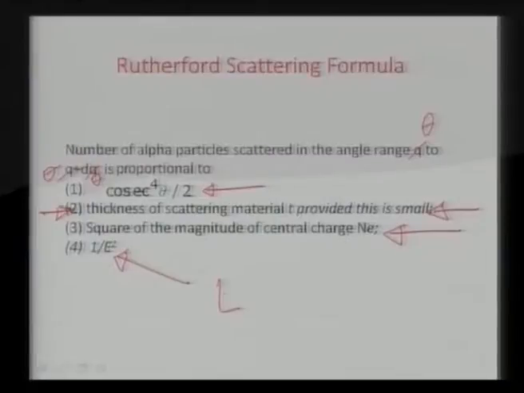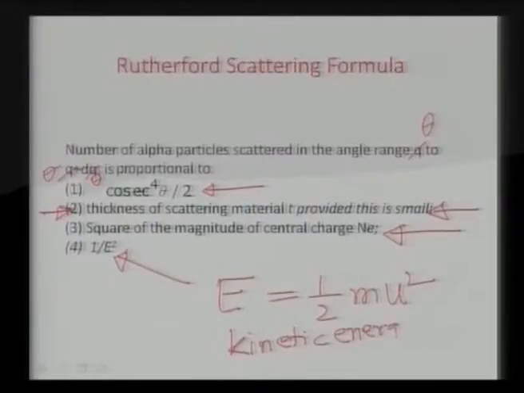What is capital E? Capital E is half m v square. This is the kinetic energy of the incident alpha particle. So, it is inversely proportional to kinetic energy square.